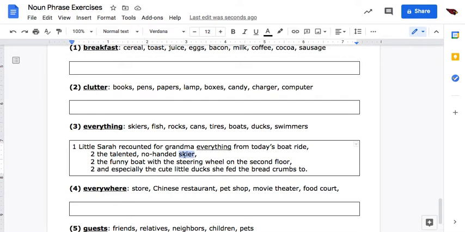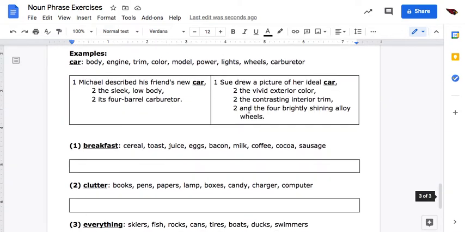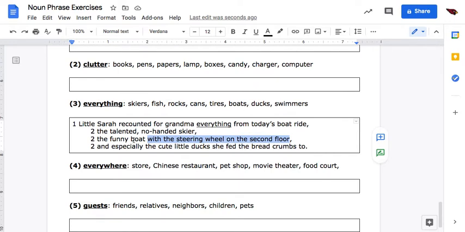So what I use, skier, boat, and look at boats on the list here. I turned it into boat, the funny boat, and then look at all these modifiers after the noun. That's not necessarily reflected in noun determiner modifiers noun, but there are certainly lots of ways to do that. We've got a noun determiner, a modifier, a noun, and then bang, a whole bunch more modifiers on the backside of this noun phrase.